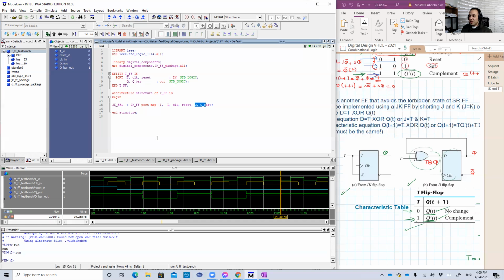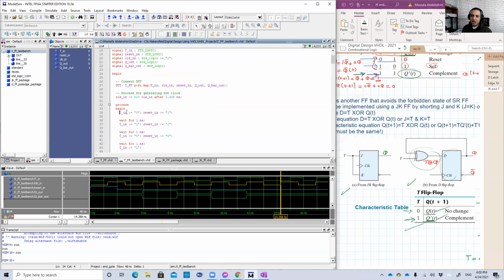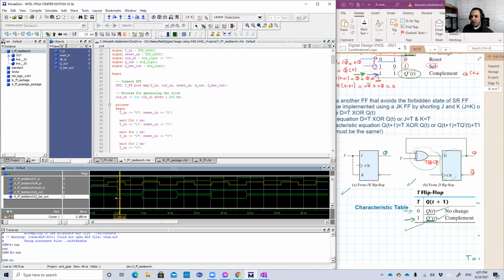Let's now check the test. The test bench is also very similar to the JK one. I didn't change much. I just have one input now, so no need to write J and K with different values. So let's check the output. We have some random states for T, and we're going to check what the output Q will be.